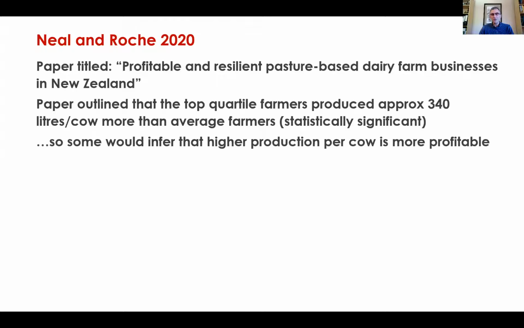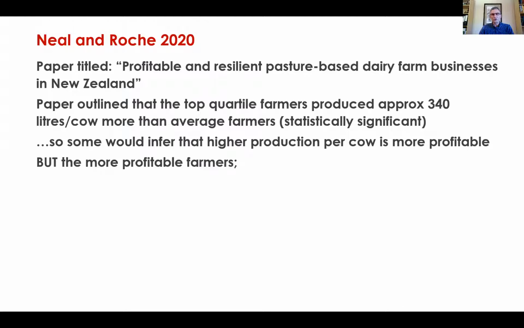So if the data were graphed with only milk production per cow and profit, there would be a positive trend, and some would infer that higher production per cow was more profitable, and possibly go on to assume that more supplement can be justified to generate the higher level of profit.